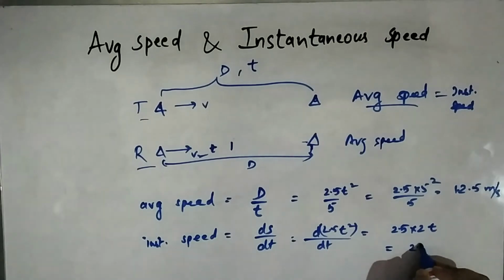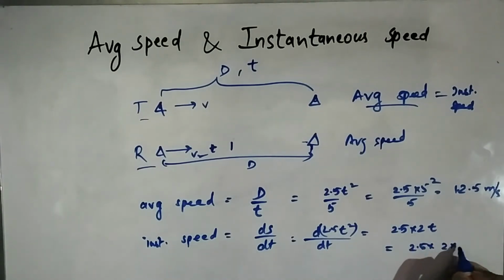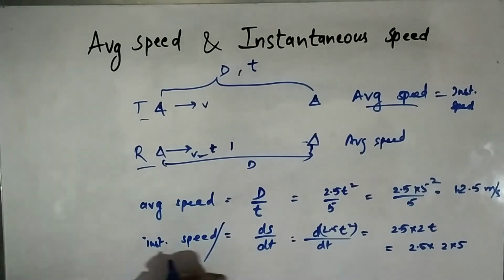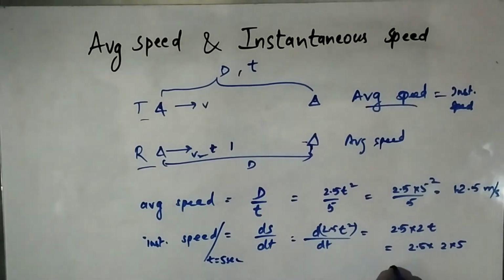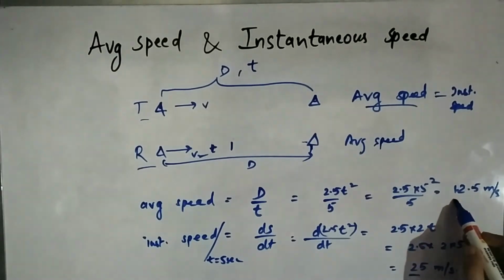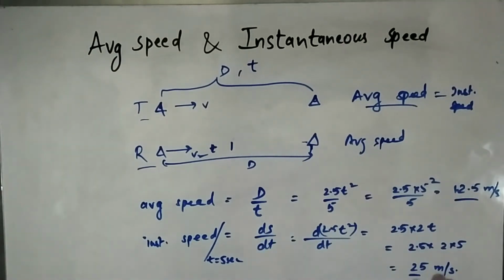The time is 5 seconds. At 5 seconds we have to find it, since instantaneous speed is defined at a particular time. So at time 5 seconds we are calculating it. This will be nothing but 25 meter per second. We can see that the instantaneous speed is more as compared to the average speed. This can happen, no worry about that. So hope this cleared the doubt about the difference between the average speed and instantaneous speed.